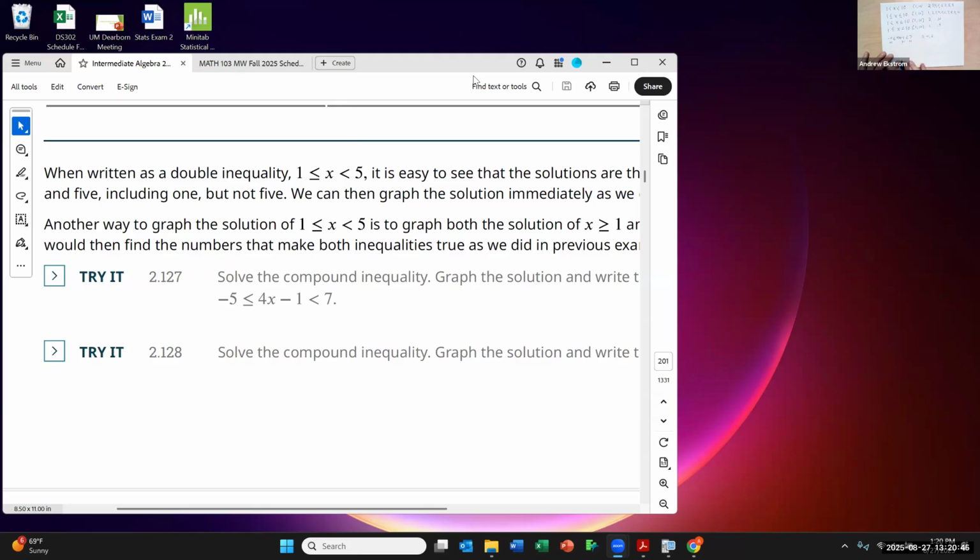So I get to add 1 to both sides. -5 plus 1 is -4. Then we've got 4x. 7 plus 1 is going to be 8. I need to get x by itself, so divide that by 4, divide that by 4, divide that by 4. -4 divided by 4 is -1. 8 divided by 4 is going to be 2.